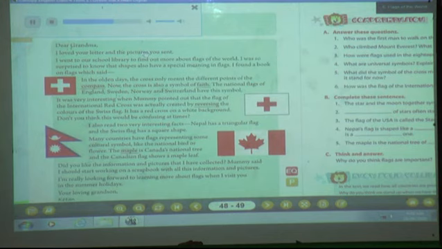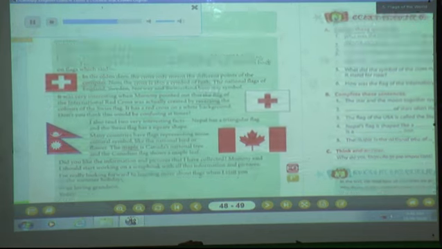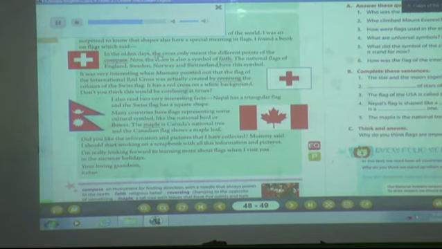I went to our school library to find out more about flags of the world. I was so surprised to know that shapes also have a special meaning in flags. I found a book on flags that said, in the early days, the cross only meant the different points of the compass. Now, the cross is also a symbol of faith. The national flags of England, Sweden, Norway, and Switzerland have this symbol.